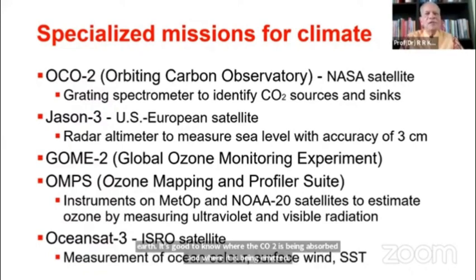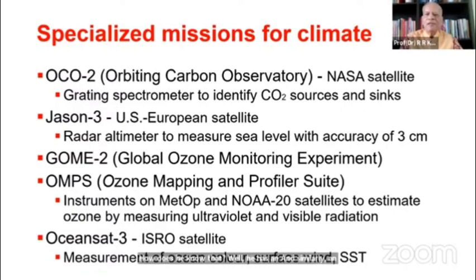Then we have a US-European jointly produced satellite called JASON-3. This is an altimeter. You know what an altimeter is? When you're flying on an aircraft, many times the pilot will announce, look, we are flying at 30,000 feet. How does he know that? Well, he has an altimeter on board. And similarly, an altimeter on a satellite will tell us where the sea level is, whether it is changing or increasing. And JASON-3 does it with an accuracy of 3 centimeters. It's an extremely accurate measurement.